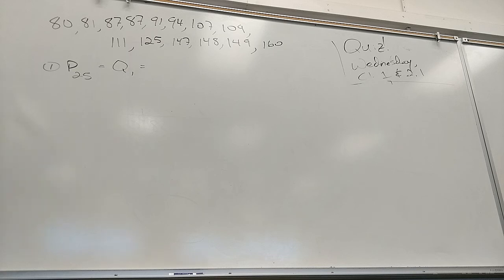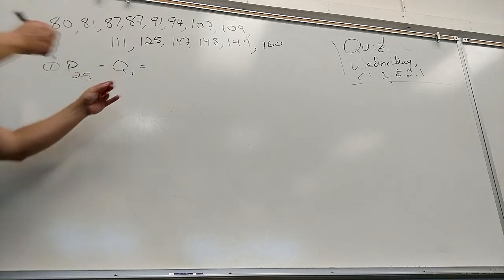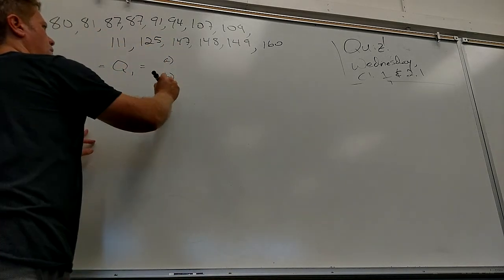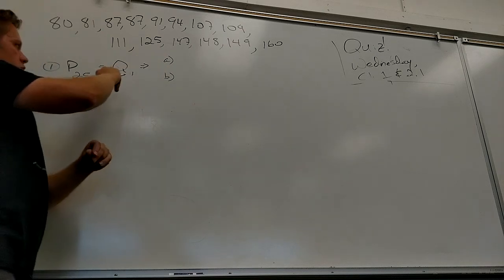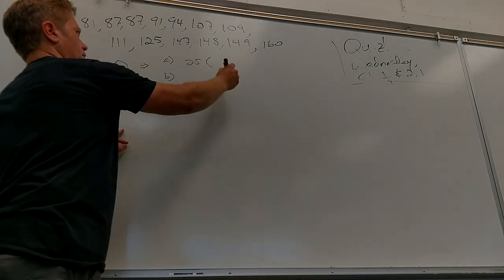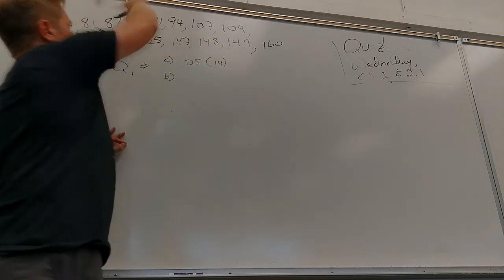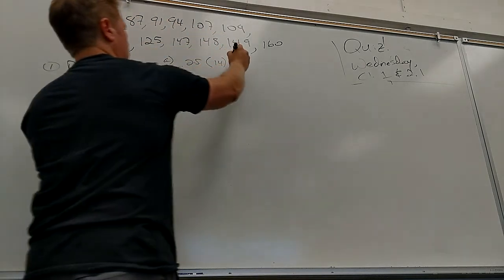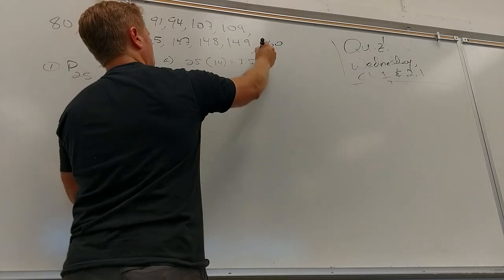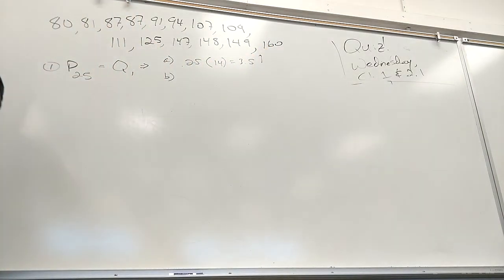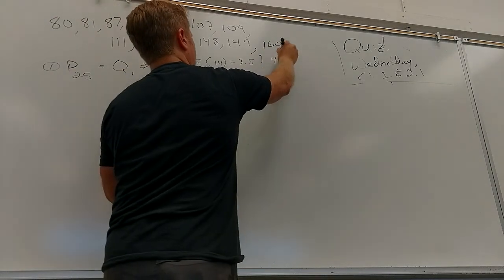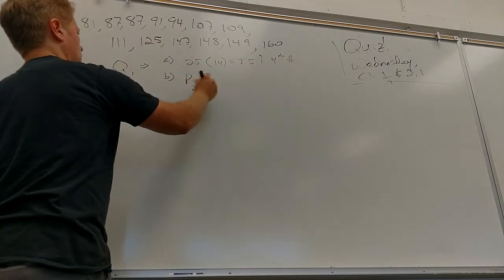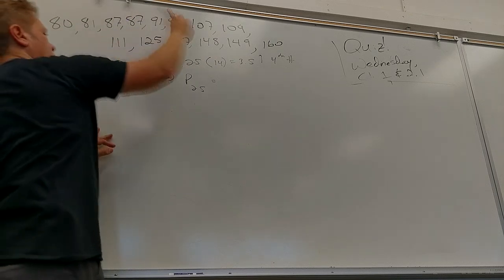So do I do 87 or 91? Well, let's find out. You ready? What are the two steps? First step, the percentage. Good. 25% of what? 14. I think I made 14 data points, right? Yeah, 14. And what's 25% of 14? 3.5. Is that a whole number? No. So then you round it up and you take that number. Round to 4. So the fourth number is the answer. So the answer is 1, 2, 3, 4.